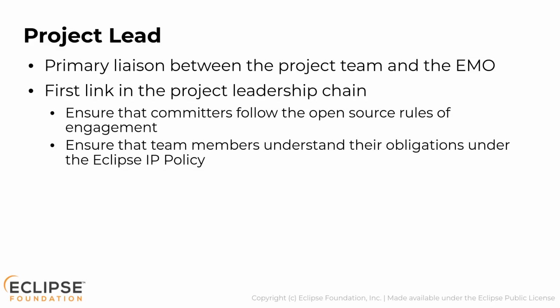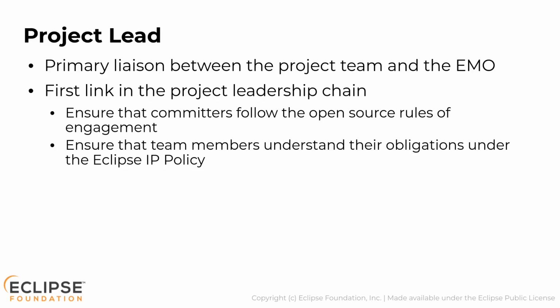An Eclipse open source project generally has one or two project leads. The role of project lead is one of responsibility, not privilege or prestige. Project leads are the first link in the project leadership chain and the primary liaison between the project team and the Eclipse Management Organization, or EMO. The EMO will, for example, ensure that the project leads are looped in on all matters regarding the project governance.